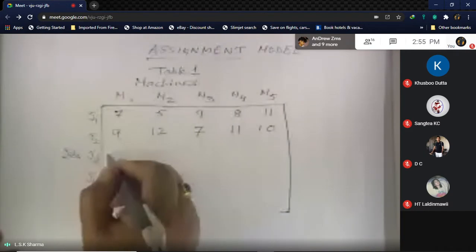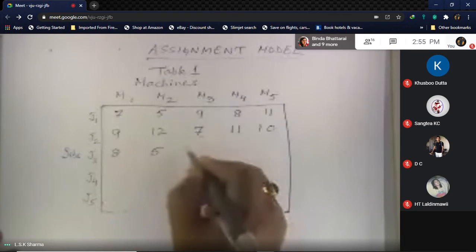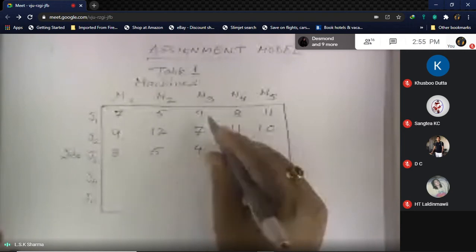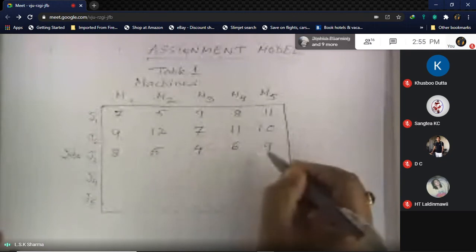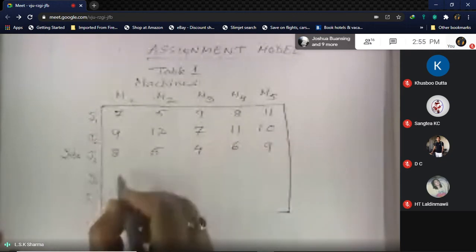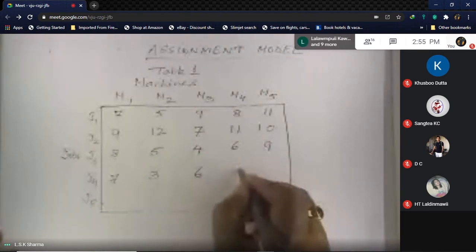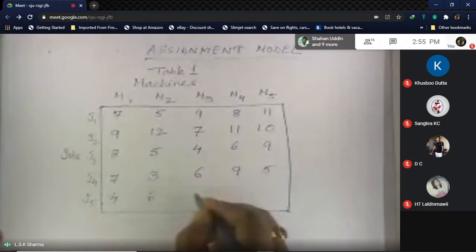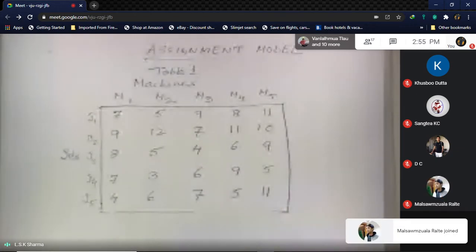Similarly, job 3 costs 8 rupees in machine 1, 5 rupees in machine 2, 4 rupees in machine 3, 6 rupees in machine 4, and 9 rupees in machine 5. Similarly, J4 has 7, 3, 6, 9, and 5. Similarly, J5 has 4, 6, 7, 5, and 11 in machine 5.